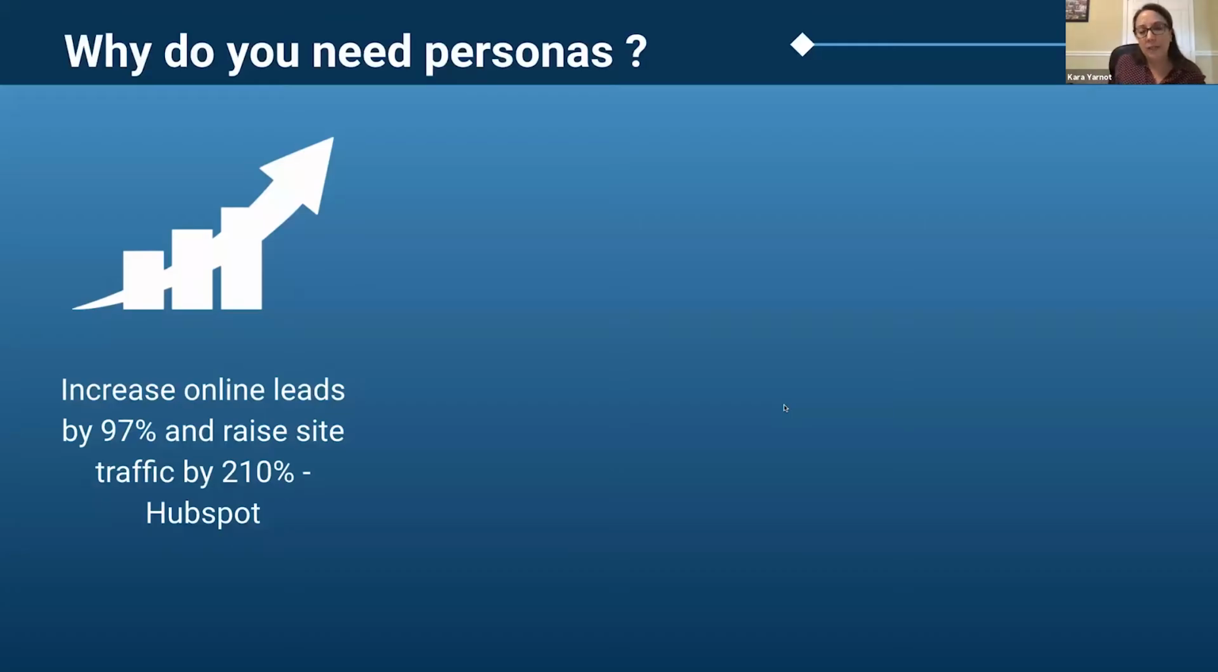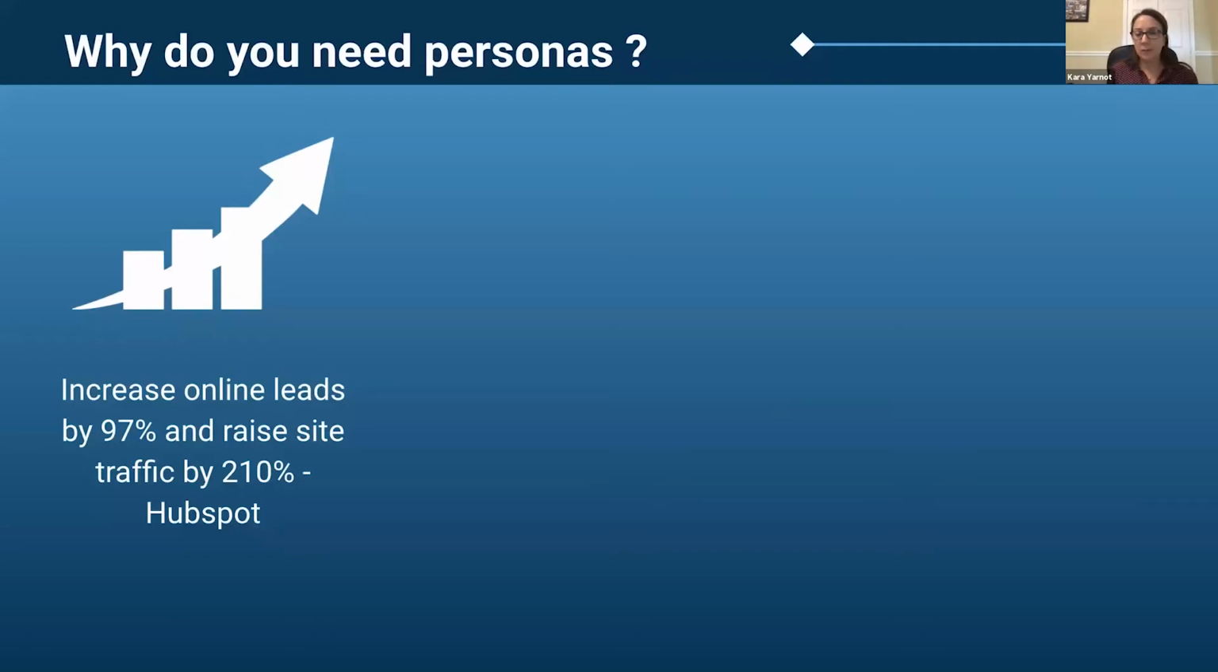So why do you even need them? I see lots of names out there, folks that I know, whether they're current or former clients, folks I've worked with in the past. Many of you know I'm pretty data driven and I like the data behind it. So this slide's going to focus on some data and results around using personas.